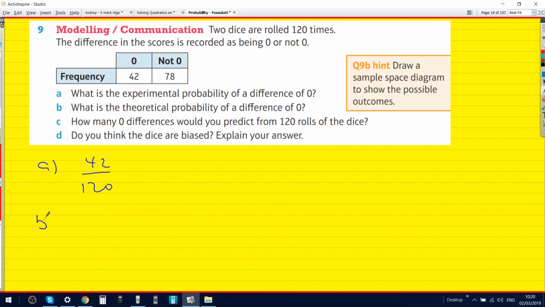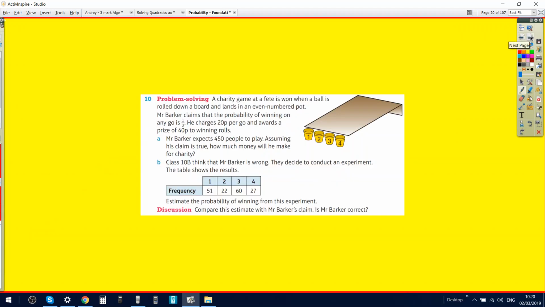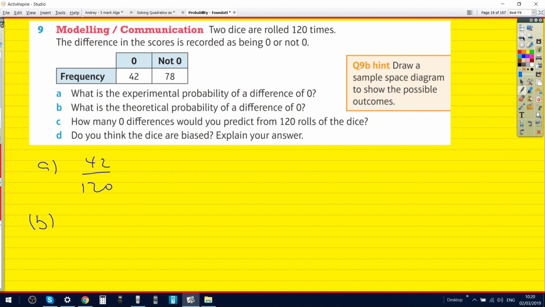B. Theoretical probability. Would it be? I'm not sure. They wanted us to draw a sample space diagram. Why did I include this question? Do we have to? It might not be worth it. All right, we better do it.